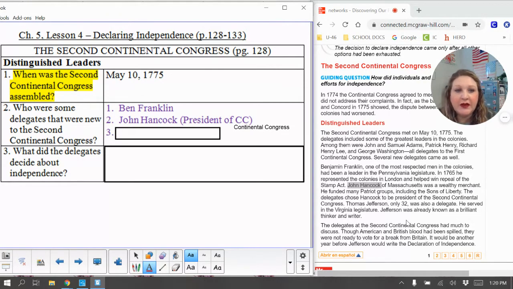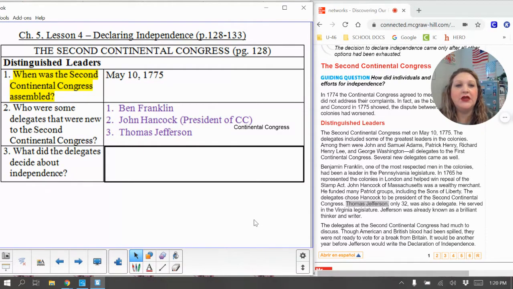Okay, so our third delegate, and delegate means representative. We've seen this word before, and I've told you before what it means, is Thomas Jefferson. Okay, so our 3 new members to the Continental Congress. And then the next question is, what did the delegates decide about independence?